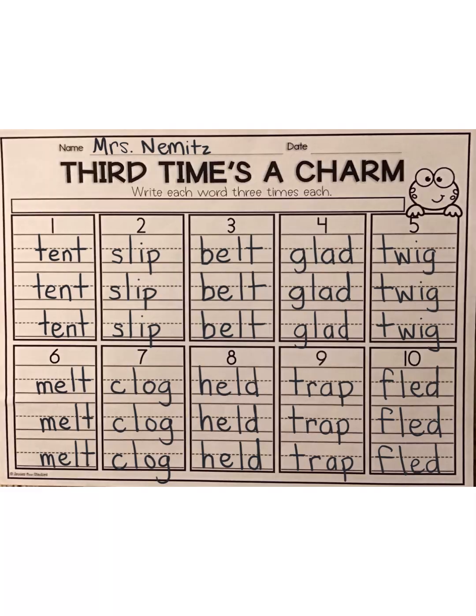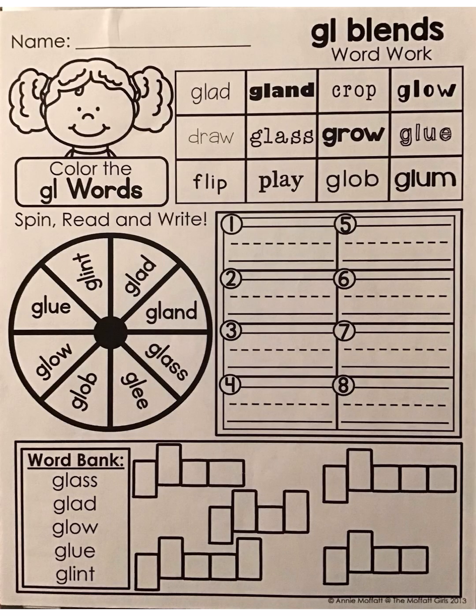Turn your paper over. All right, my friends. This side, we're working with L blends. We're looking for GL. Color the GL words. Our first word is glad. Do you see GL in the word glad? Yes, we do. So we're going to color the word glad.